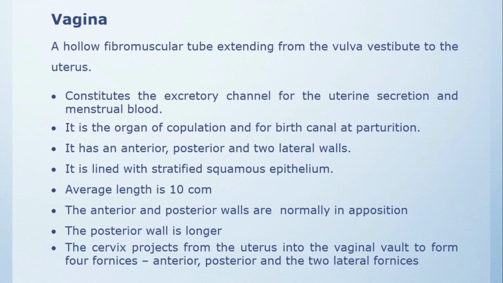Vagina is a hollow fibromuscular tube extending from the vulvar vestibule to the uterus. It extends from the vulva to the uterus. The vagina constitutes the excretory channel for uterine secretion and menstrual blood. It is the organ of copulation and the birth canal at parturition. It has an anterior, a posterior, and 2 lateral walls.